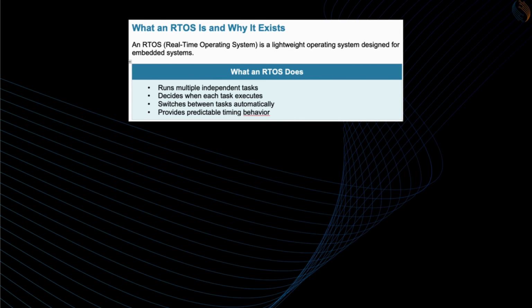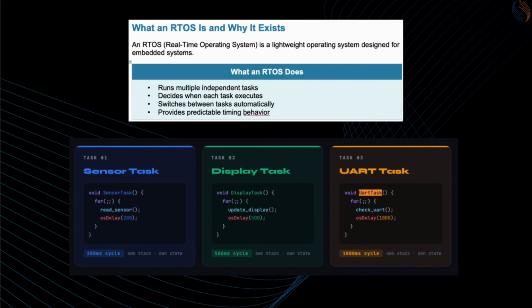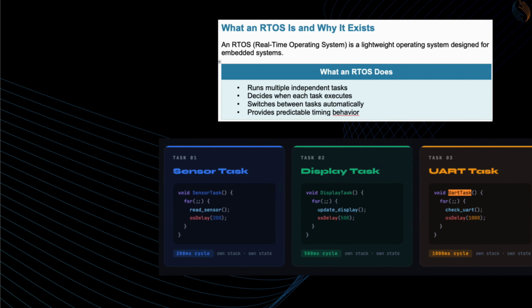Instead of one loop doing everything, you write independent tasks, each focused on a single job. A sensor task, a display task, and a UART task. Each one looks like its own small program with its own infinite loop. The RTOS runs them all, switching between them thousands of times per second, so fast that they appear to run simultaneously. Today we will start a new video series on FreeRTOS.